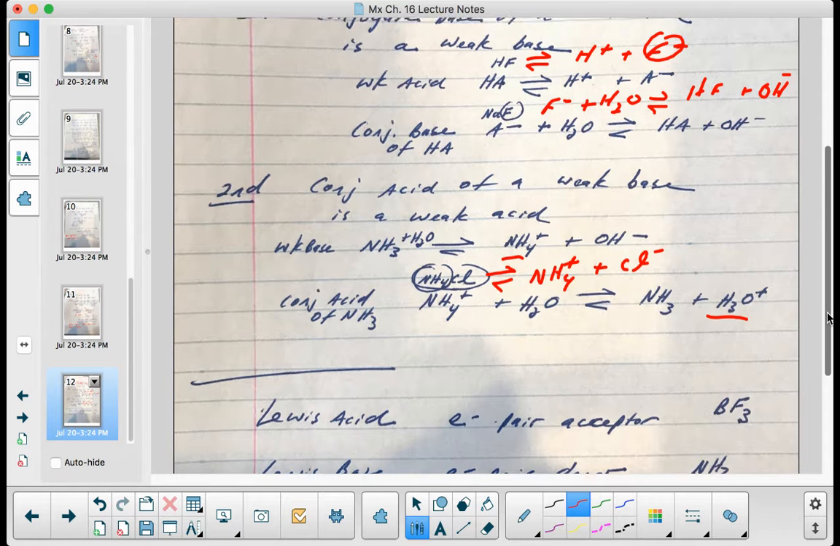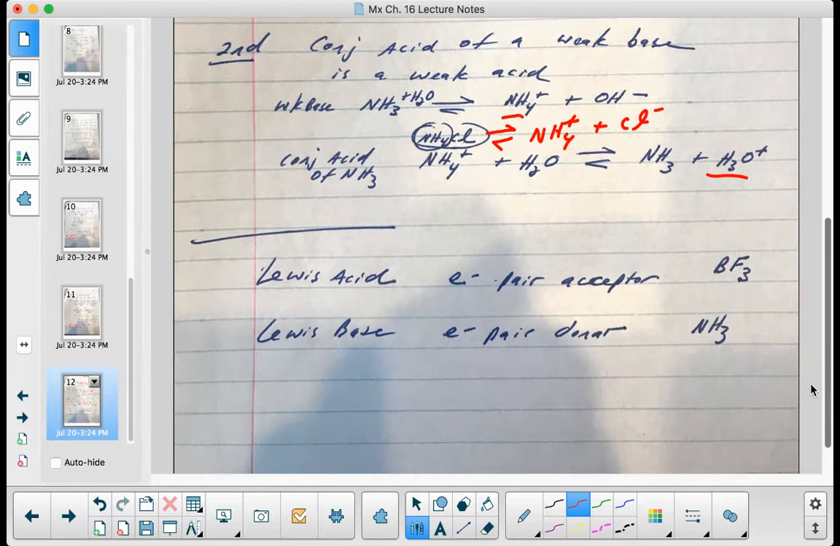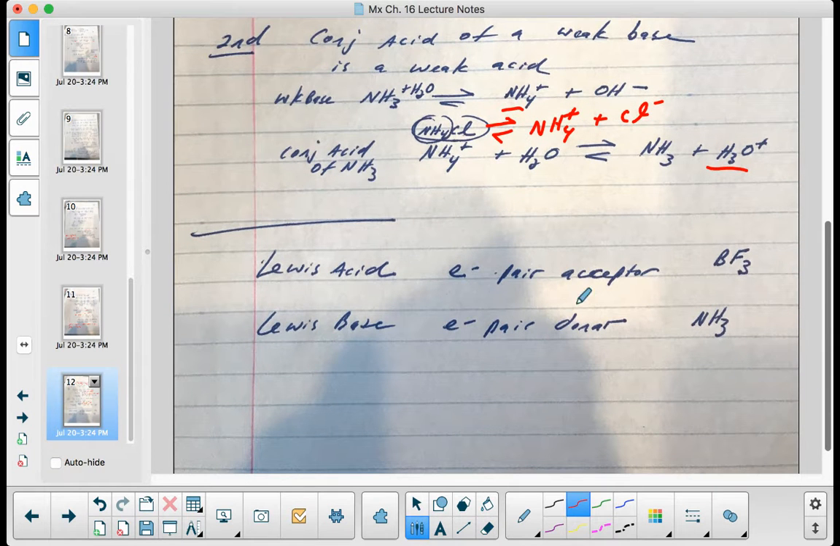And then there's one other type of acids and bases that we didn't talk about. We won't get into it too much. I'm not going to push us on it. But just so you know, for future reference, there's another form of an acid called a Lewis acid. And then there's also the Lewis base. And the way they are defined is that a Lewis acid is an electron pair acceptor and a Lewis base is an electron pair donor.